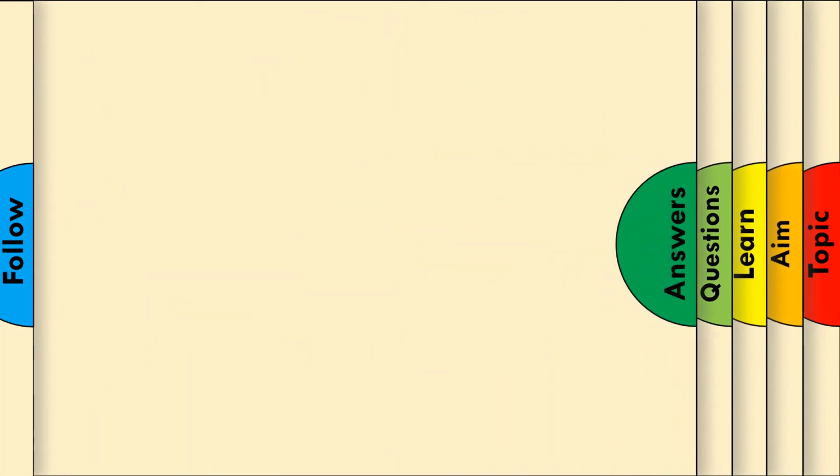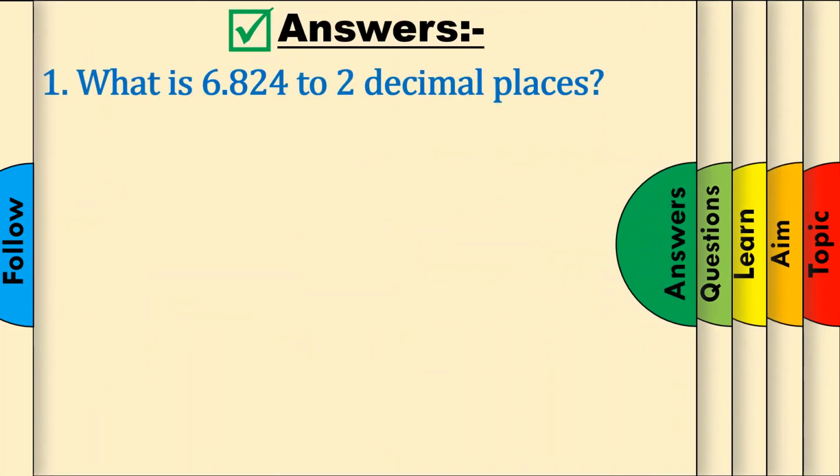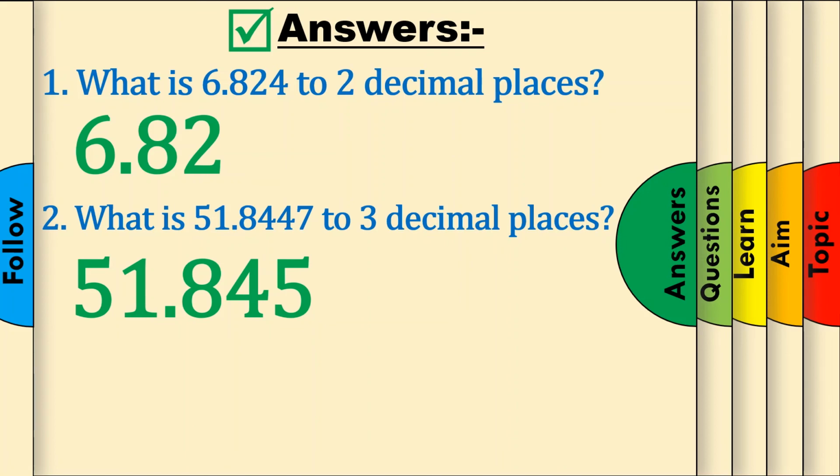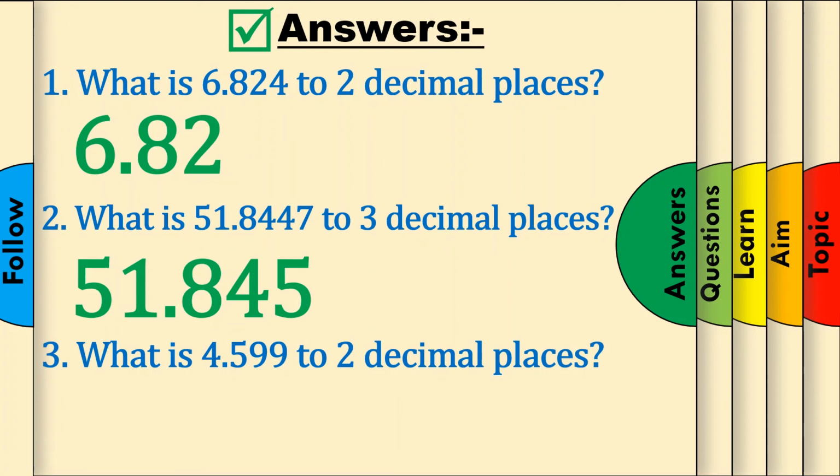Answers. Question 1. What is 6.824 to 2 decimal places? Using our method, you should get an answer of 6.82. Question 2. What is 51.8447 to 3 decimal places? Using our method, you should get an answer of 51.845. Question 3. What is 4.599 to 2 decimal places? Using our method, and watching out for that sneaky 9, you should get an answer of 4.60.